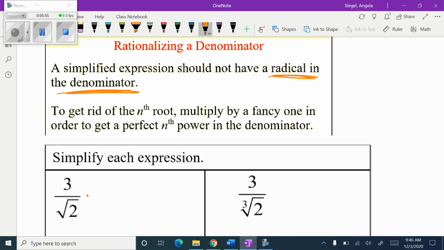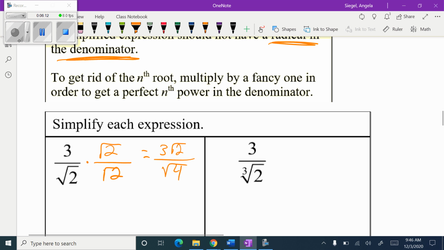When you have a square root, it's pretty straightforward, and this is probably where your comfort level is. So you just multiply the top and the bottom. What happens on the bottom is when you multiply those together, it becomes the square root of 4, and the square root of 4 is 2. So then it becomes a nice number, and that's your answer.